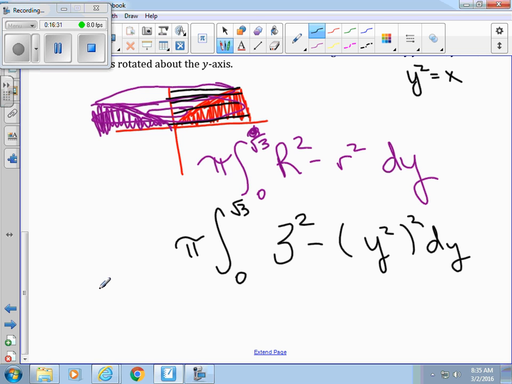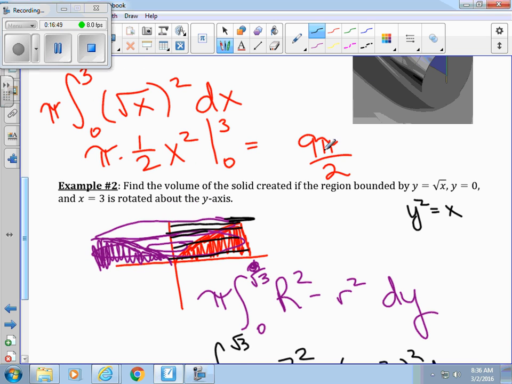Any questions so far? Yes. Why the square root of 3 on the limit? The x value to the edge of my region was 3. But remember, I need y values because I'm dy. So I want to go from 0 up to this top y value. So I can go find when x is 3, what is y? And so it would be the square root of 3.